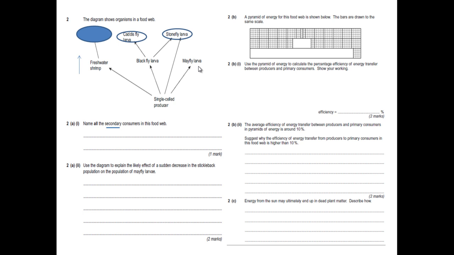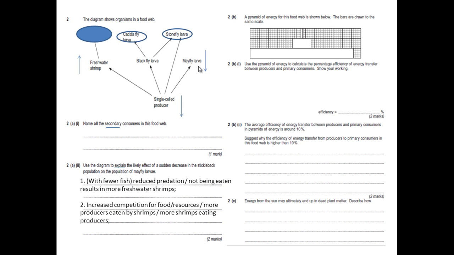The single cell producers, because there's more freshwater shrimps, there's more competition for food, and therefore the numbers of the single cell producers goes down. And so with reduced numbers of their food, you would expect the mayfly larvae to reduce as well. And so the marks they allow on the mark scheme are reduced predation, not being eaten, results in more freshwater shrimps, an increased competition for food and resources, and so therefore the producers go down because they're being eaten, and therefore less food resources for the mayfly, and so you'd expect them to reduce.